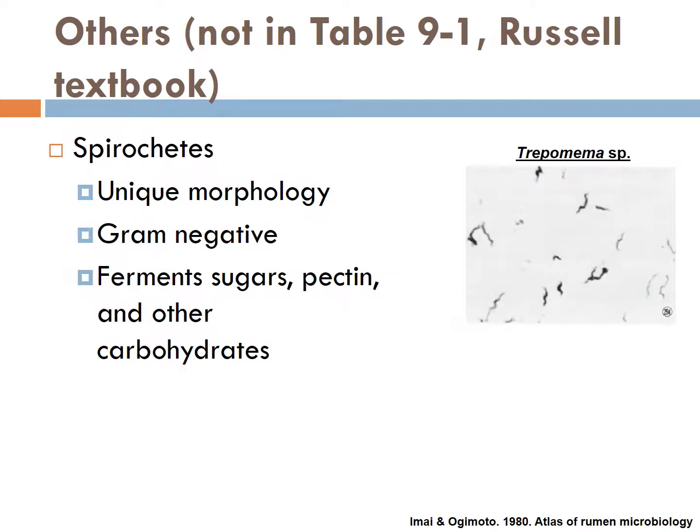One last group of species discussed in the Russell textbook are the spirochetes. These have a unique morphology, and I wish I had a better image of them, but we don't grow them in the lab, so I was not able to take an image of them personally. These are gram-negative, and they have their unique spirochete morphology. It's known that they ferment sugars, pectin, and other carbohydrates, but otherwise they're not very well studied.